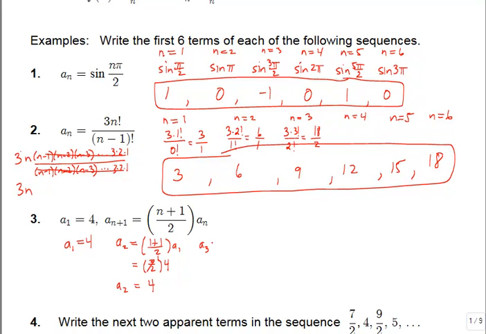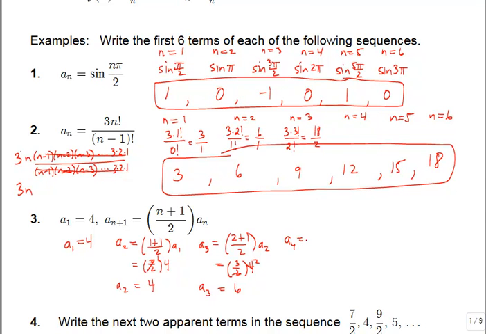Let's try it again for a sub 3. Now to get a sub 3, you're actually using an n of 2, because 2 plus 1 gives you that 3. So we're going to use n equal to 2 over on this right side. So this will be 2 plus 1 over 2 times a sub 2. 2 plus 1 over 2 is 3 halves, and a sub 2 was 4. So if I reduce here, that's going to give me 6. So a sub 3 is 6.